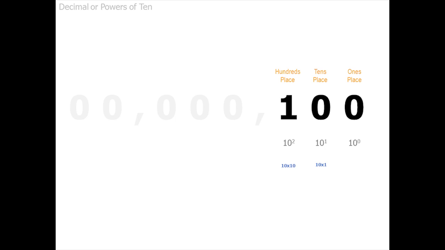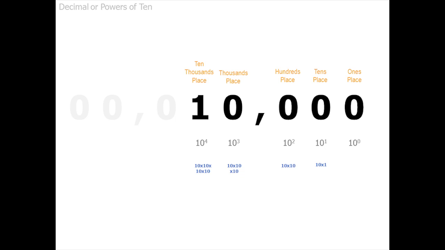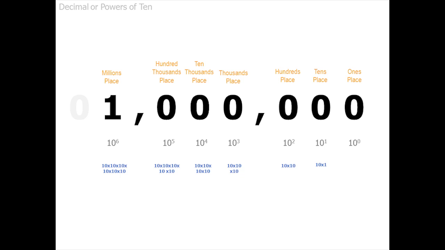Then 10 to the second power, or hundreds place, 10 times 10, it's going to be in that range. Then you have the thousands place, 10 times 10 times 10, 10 to the third power. Then you have the 10,000s place, the 10 to the fourth power, 10 times 10 times 10 times 10. Then the 100,000s place, 10 to the fifth, 10 times 10 times 10 times 10 times 10. Then you have the millions place, which wouldn't we all like to make $1 million? You have 10 to the sixth power, 10 times 10 times 10 times 10 times 10 times 10.